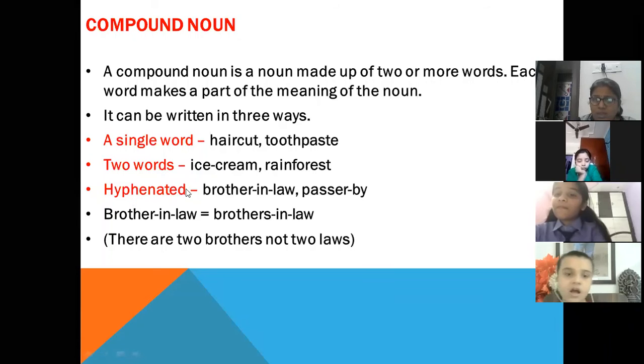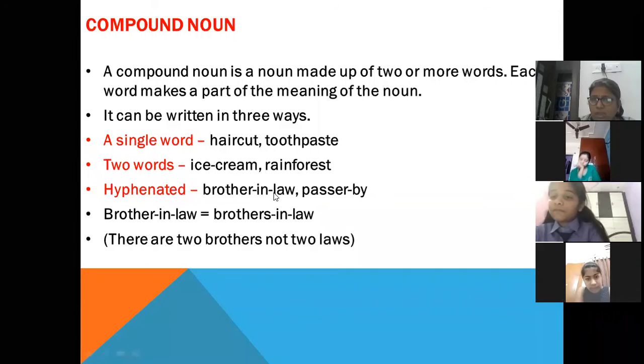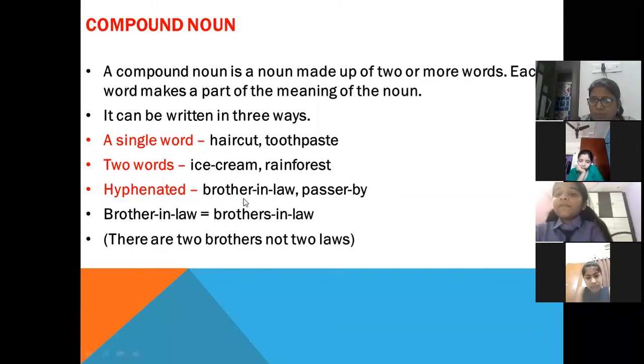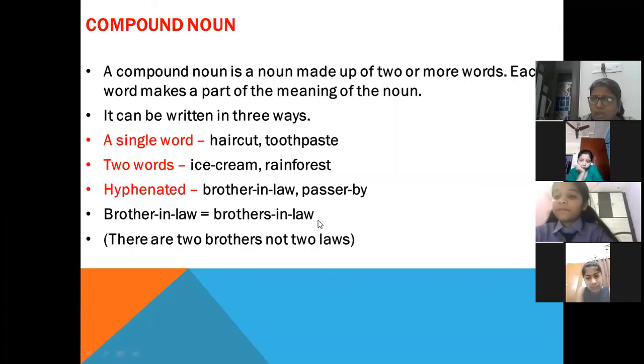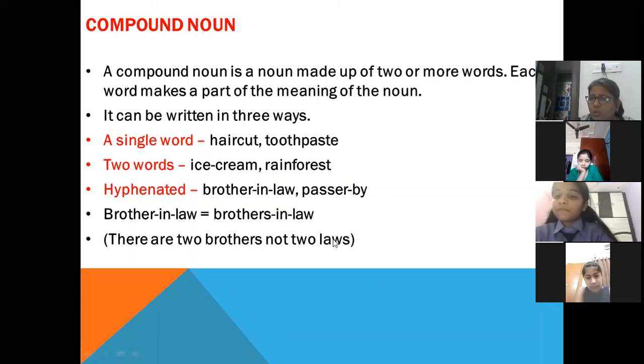Now this is a hyphenated word. Hyphenated means a dash between the words, a small dash between the words, and this dash shows that all these three words are linked or joined with each other. So if I want to change this into plural, I am only going to change the first word. So what will it become? Brother-in-law becomes brothers-in-law. I can't write brothers-in-laws. That is wrong because there are two brothers, not two laws.